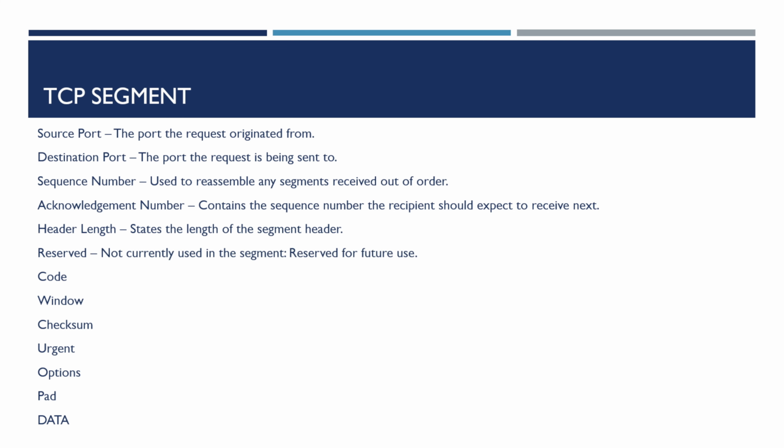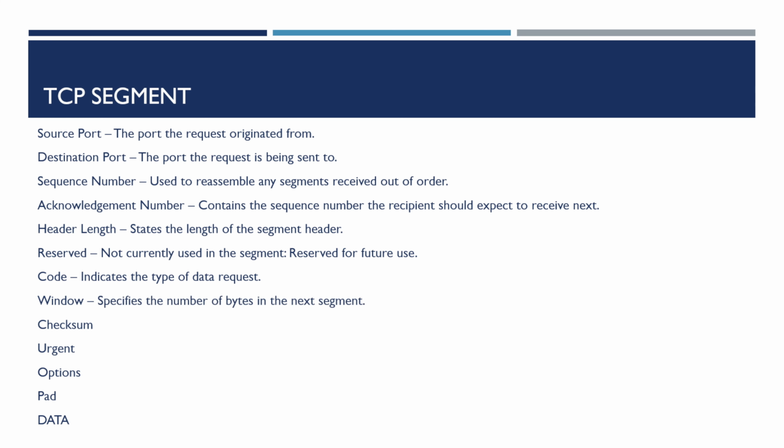Reserved is not currently being used in this segment. It's potentially reserved for future use. With IP address space, it's reserved for future use, never happens. We'll see how that goes. But there is an empty space currently in the TCP segment that's reserved. Code indicates the type of data request. This is over TCP. There are some general requests that are for establishing the communication there. That's what that code section is used for.